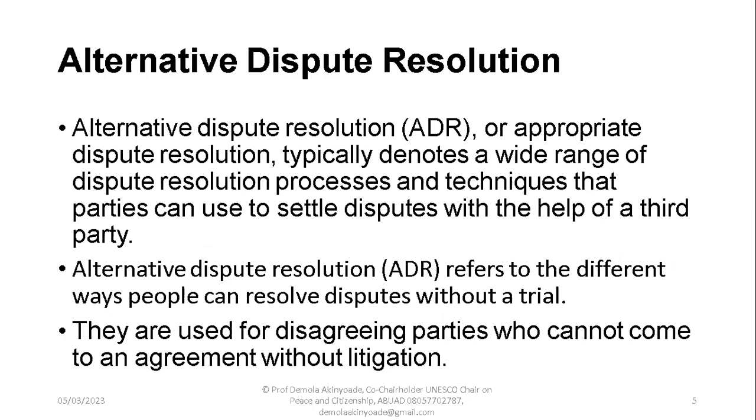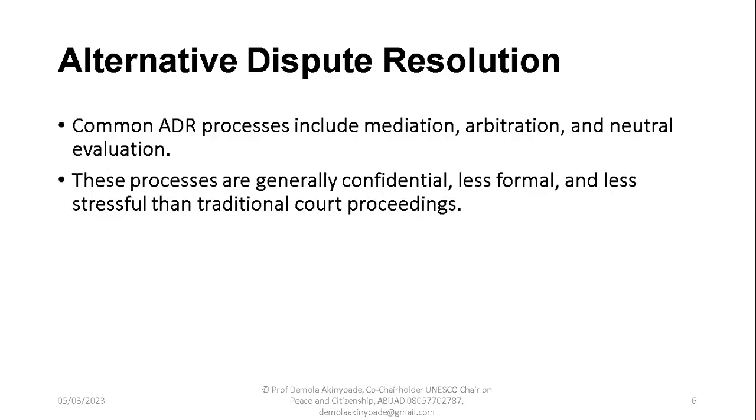Alternative dispute resolution, which some people call appropriate dispute resolution, refers to a wide range of dispute resolution processes and techniques that parties to a conflict can use to settle their dispute with the help of a neutral third party. So it refers to different ways that people can resolve their conflict without litigation. The word alternative there refers to an alternative to litigation. Yoruba people say you don't want to go to court, but you still want to have justice. What we need is an alternative dispute resolution method or process. Some of the most common ones include mediation, negotiation, arbitration, ombudsman, neutral evaluation, expert determination, and so on and so forth.